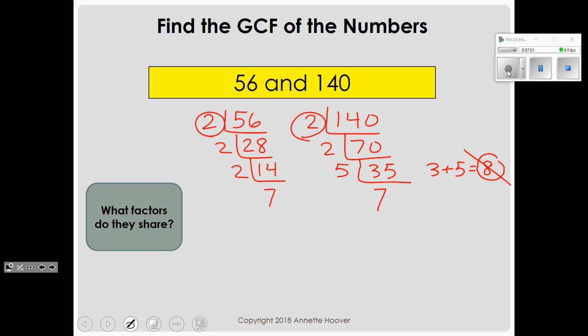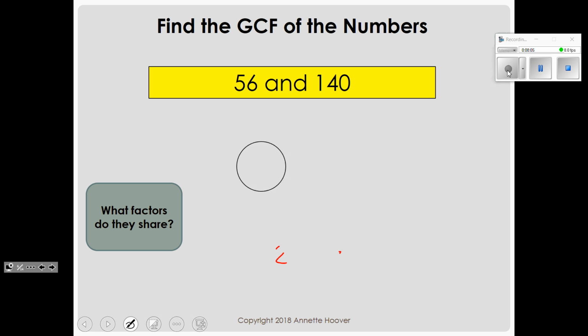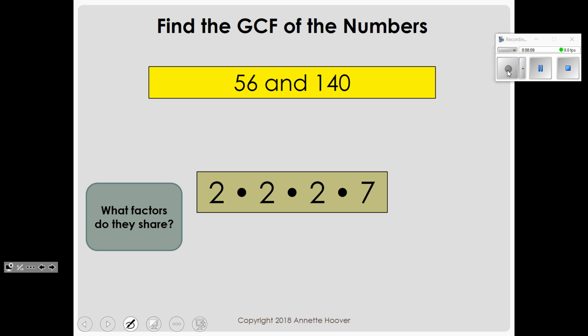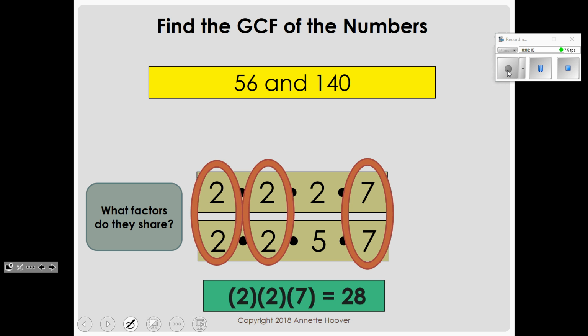They share a 2, a 2, and a 7. So 2 times 2 times 7 would give us the greatest common factor for 56 and 140. Here I have the same prime numbers written horizontally, showing that they share a 2, a 2, and a 7. When you multiply 2 times 2 times 7, of course you get 28.